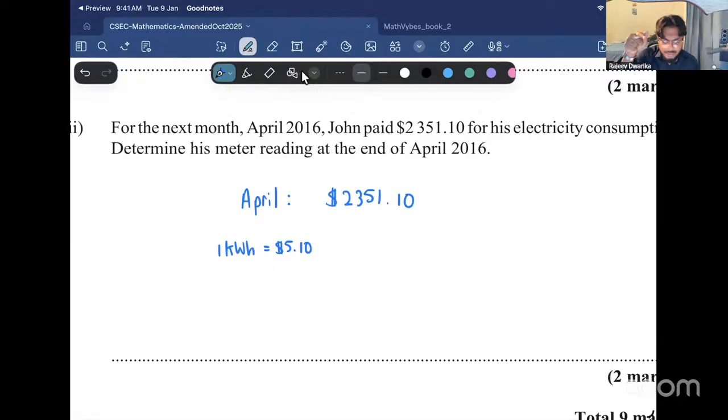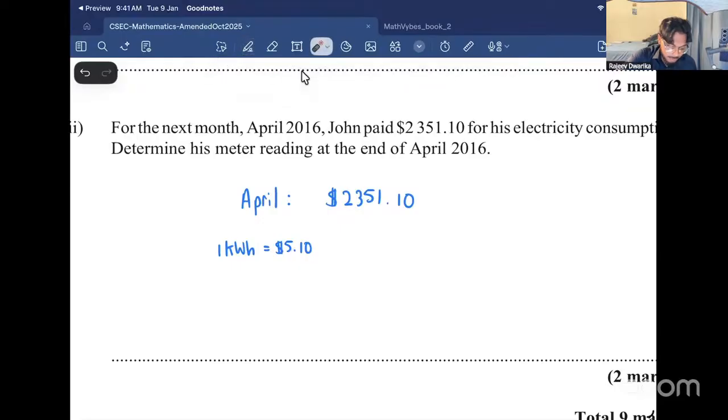That $5.10 is telling us how much he has to pay for 1 kilowatt hour. Alright? And for April, forget about the last question, for April he had to pay $2,351. So using this and this, how could I figure out how many kilowatt hours he used?